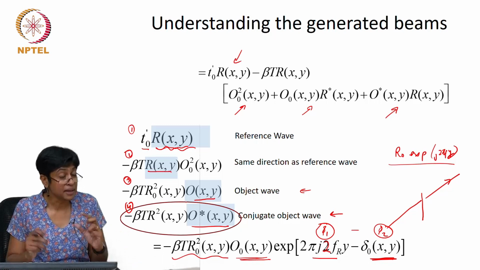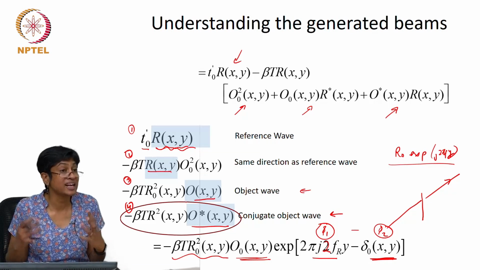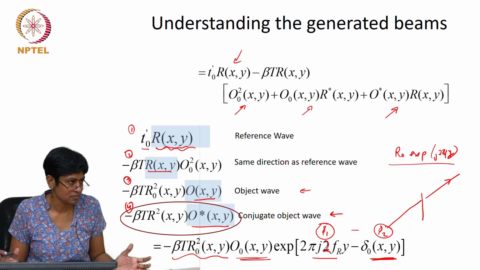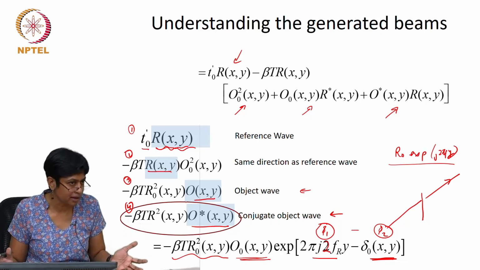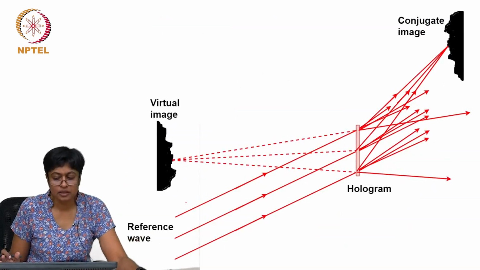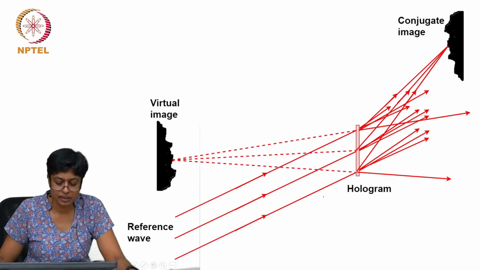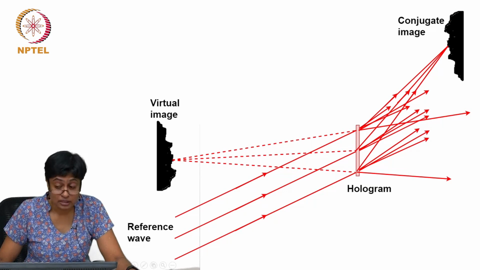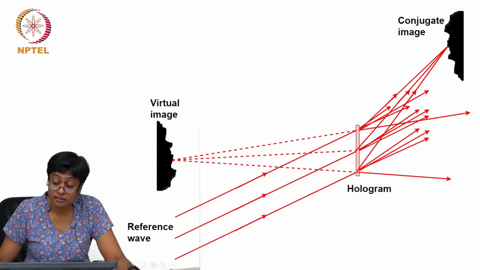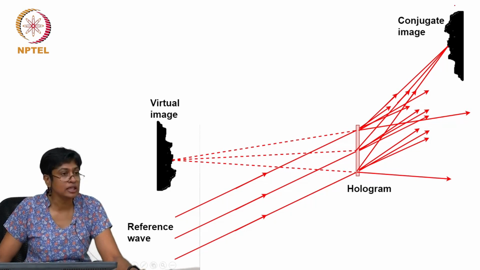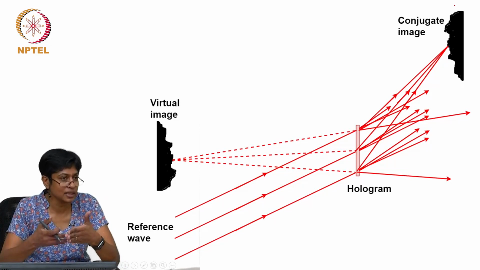So it may at first glance appear like you have created two objects, and in a sense you have, but it turns out one is a real object and one is a virtual object. So when you illuminate, you will have light that converges, forming the conjugate beam. It's not in the same position as the original object, but the image is actually formed by light focusing and coming to that point.